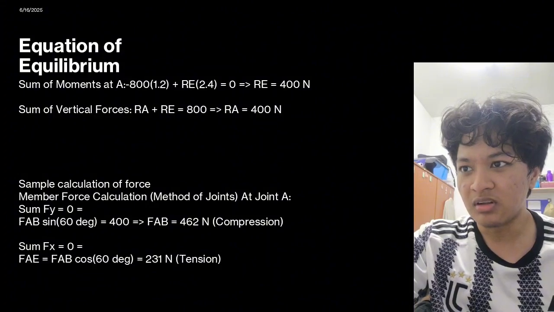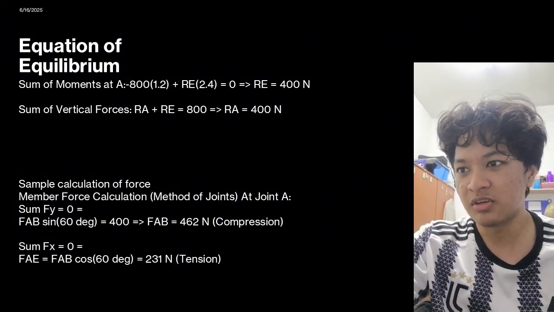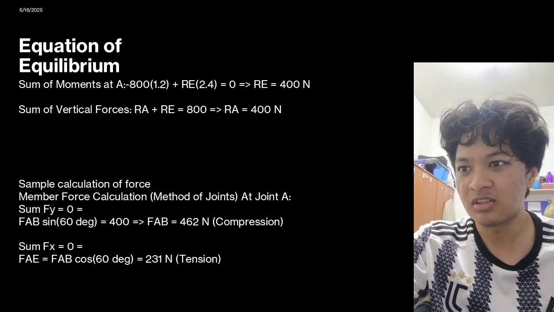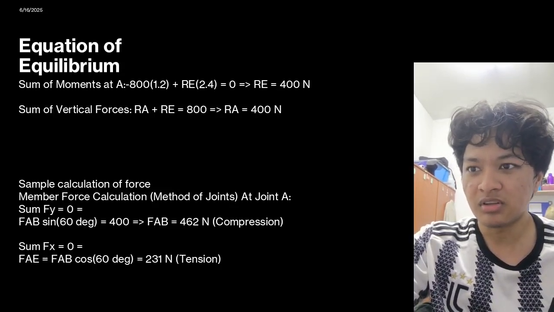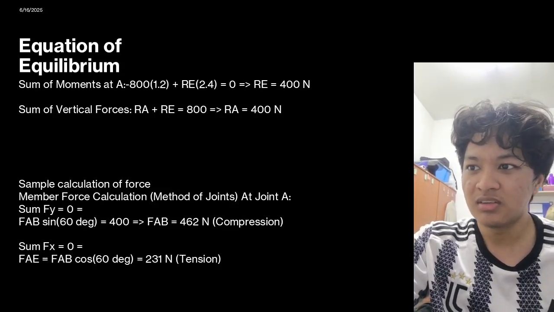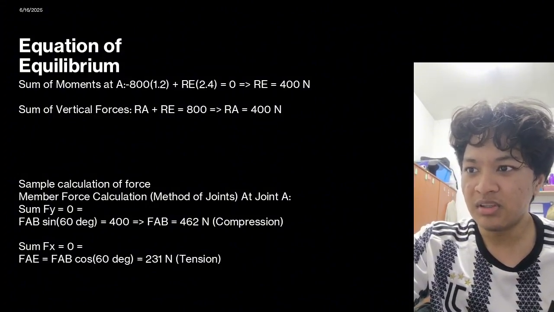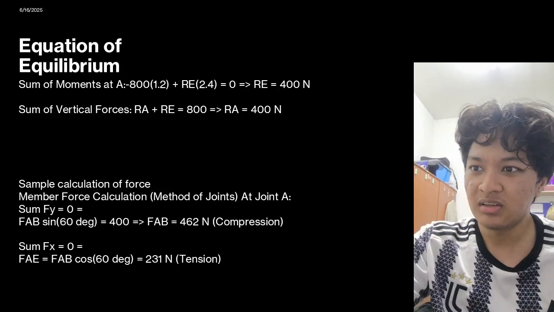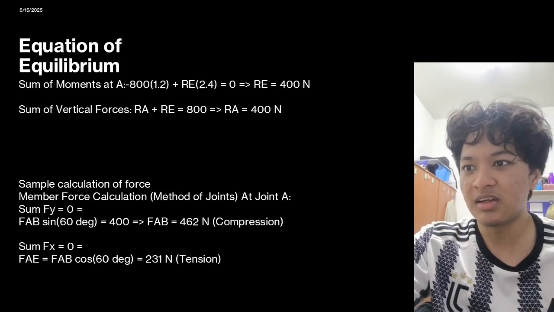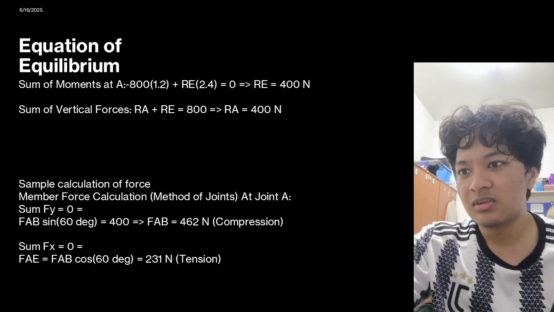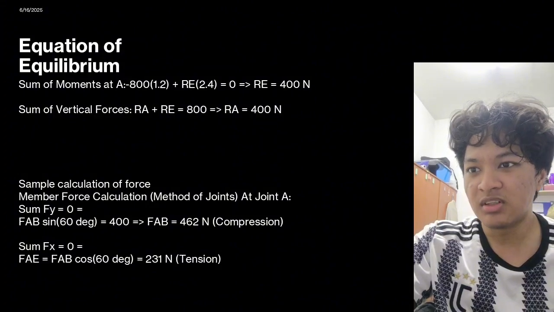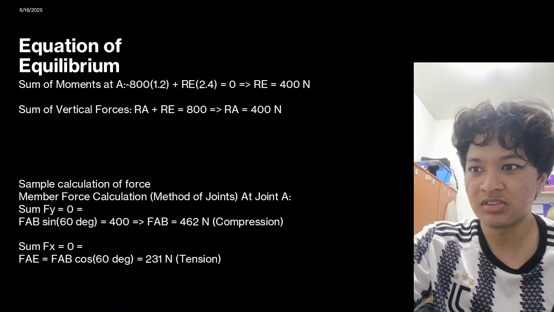So for the forces, we only show a simple calculation for member force using the method of joints at joint A. Sum of vertical forces Fy equals 0. FAB sin 60 degrees equals 400. So we get FAB equals 462 Newton, which is compression force.